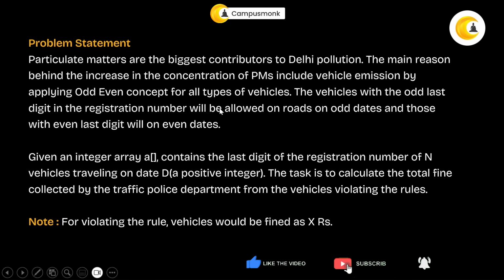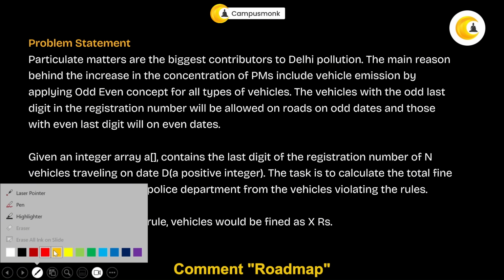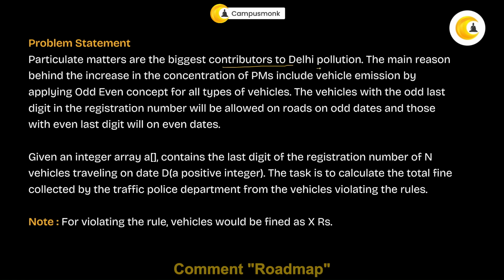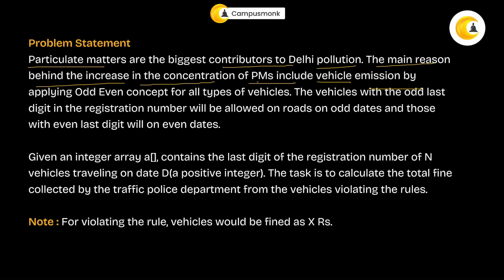Okay, so it says that particulate matters are the biggest contributors to Delhi pollution. The main reason behind the increase in concentration of PMs include vehicle emission. What is PMs? It's the particulate matters and not the prime minister. Applying the odd even concept to all types of vehicles: the vehicles with an odd last digit in registration number will be allowed on roads on the odd dates. Those with the even will be allowed on the even dates.